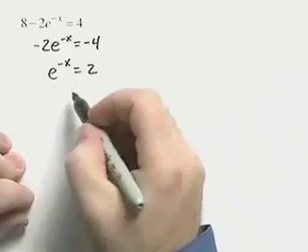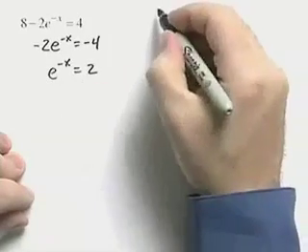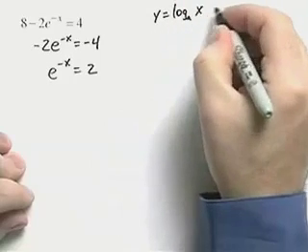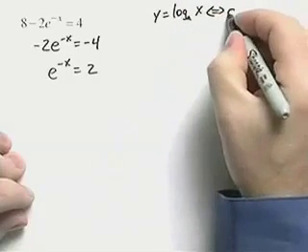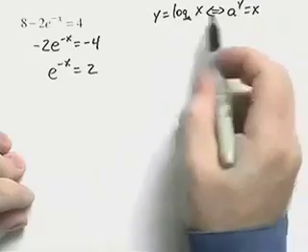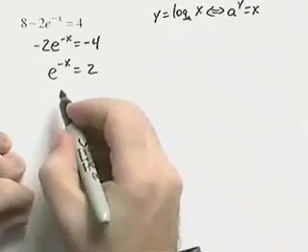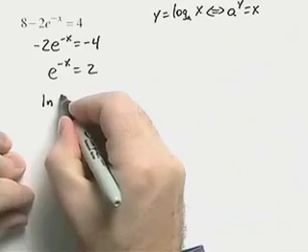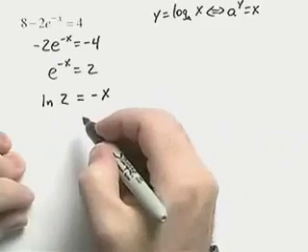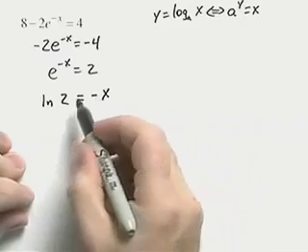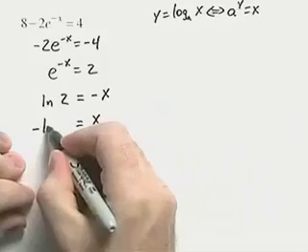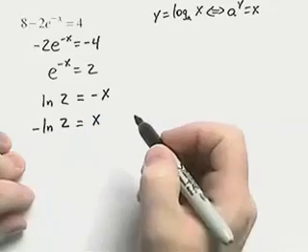We're going to convert this into a logarithmic form using our relationship that y equals log base a of x is equivalent to a^y equals x. So we can go from an exponential form to a log form or back and forth. So we rewrite this, we'll get the natural log of 2 is equal to negative x. We need to solve for x, so we just need to multiply both sides by negative 1. So x is equal to negative natural log of 2.